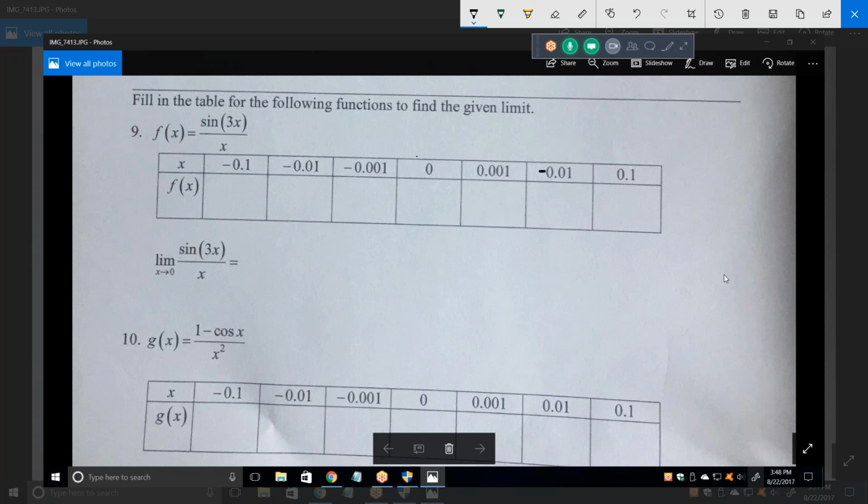Okay. So it'd be negative. It'd be the sine. In other words, this is what you want to put into your calculator. The sine of negative 0.3, because it's 3 times negative 0.1. And then you want to divide that by negative 0.1. So that's the first calculation you want to do for that first square. What is the answer?